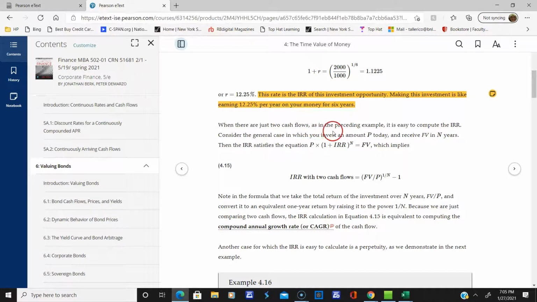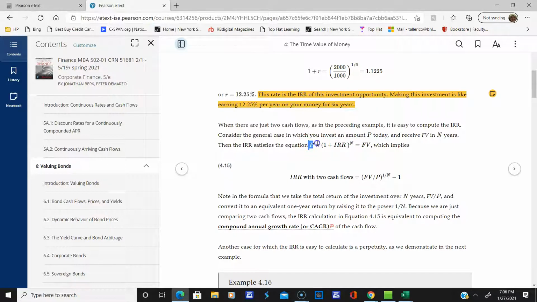As they say here, when there are just two cash flows, it's easy to compute the internal rate of return. Now let's look at the general case in which you invest a certain amount today and you receive the future value in n years. Then the internal rate of return satisfies this equation. Basically, this is the present value, here's the future value, here's the internal rate of return, and here's the number of years.